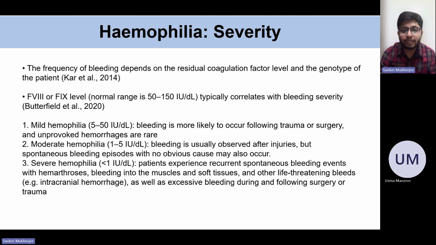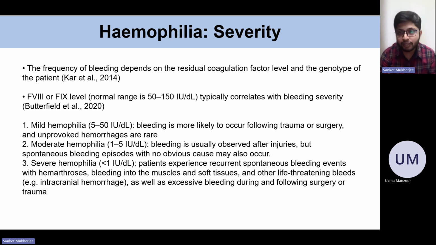So there could be mild hemophilia, where the levels are 5 to 50. Bleeding is more likely to occur following surgery or trauma, and unprovoked hemorrhages are rare. In moderate hemophilia, the factor levels are from 1 to 5 units per deciliter. So bleeding is usually observed after injuries, but spontaneous bleeding episodes without any reason also occur.